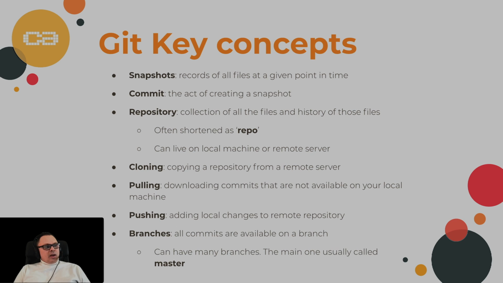Now, cloning is another thing that comes up often, and that is the act of copying a repository from a remote server to your local machine. There's another concept that we do not mention on this slide, and that is forking, which is basically the act of creating your own version of this repository so that you can use it, and you actually copy the entire history to your own account on GitHub, for instance, or whatever service you are using.